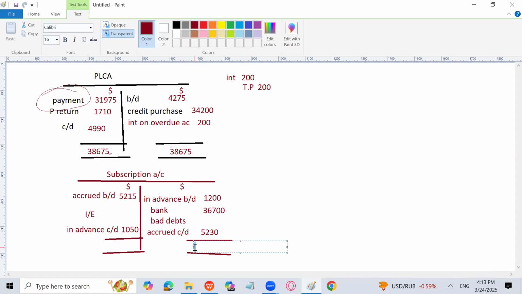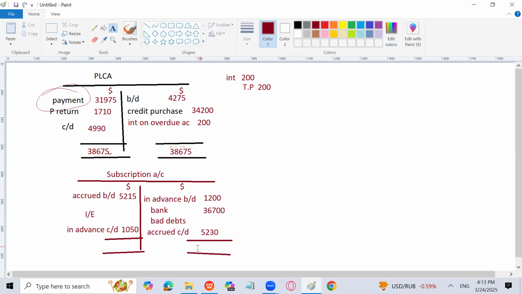टोटल करने के राइट साइड क्या आता है, इसमें ट्रेडिंग अकाउंट भी बनाना पड़ता है सेपरेटली इफ नीड बी. If opening or closing inventory is given in the question, we have to prepare shop trading account to find the shop trading profit.